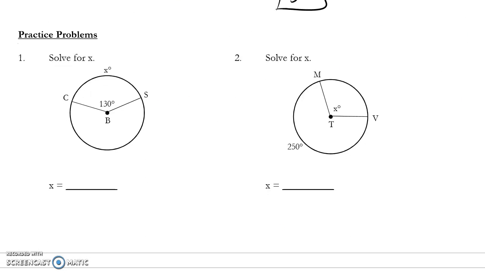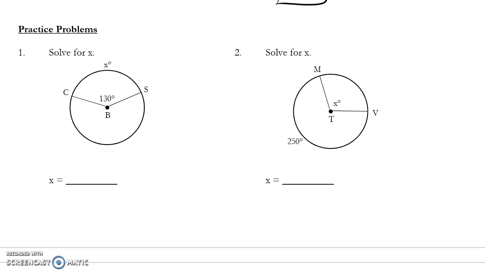So I want you guys to go ahead and practice this. First, 2 that are not terribly challenging. Find X in both of these diagrams. Go ahead, press pause, give those 2 a try, then unpause. So number 1, X is 130 degrees. 130 degrees is my central angle. X is that minor arc that is intercepted by that central angle. Central angle, minor arc are equal.